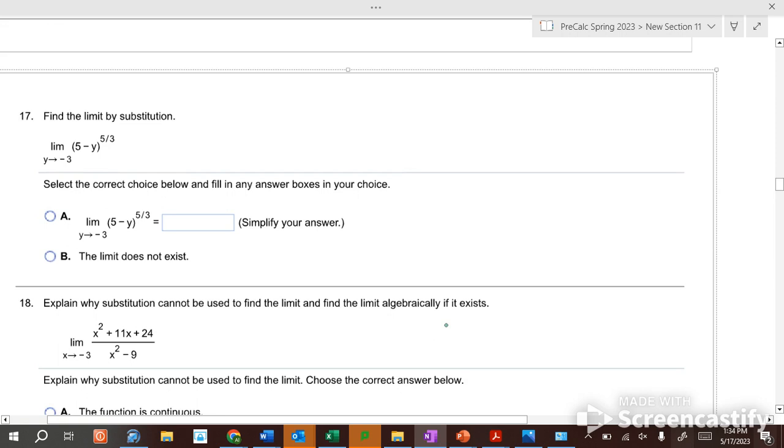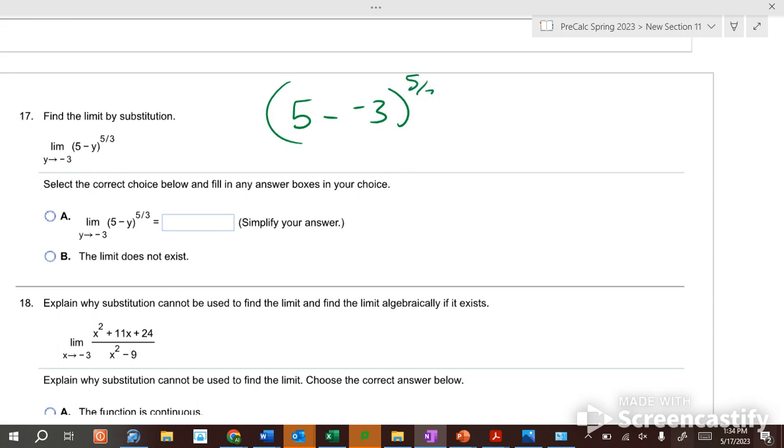If we stick in a -3 here, we get 5 minus a -3 to the 5/3 power, or 8 to the 5/3 power, which is the same as 8 to the 1/3 to the 5th. The cube root of 8 is 2. 2 to the 5th is 32.